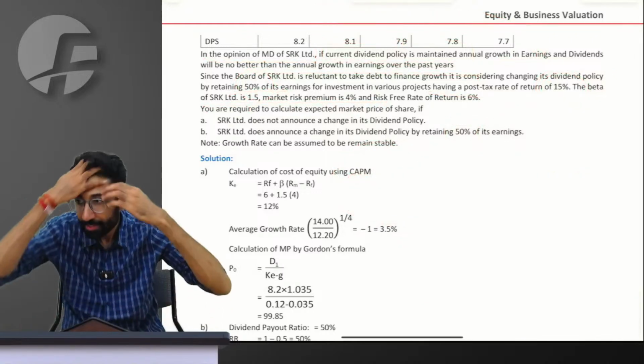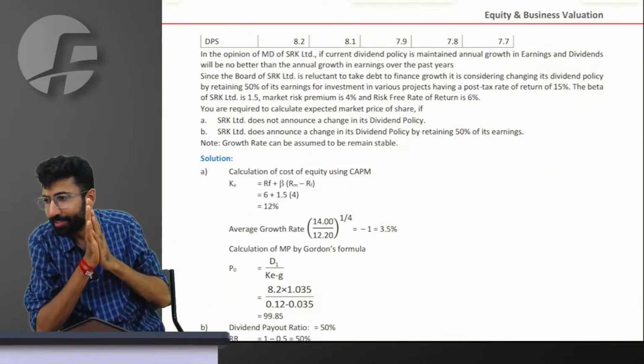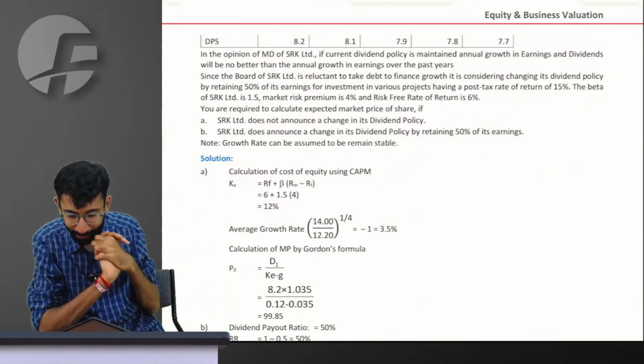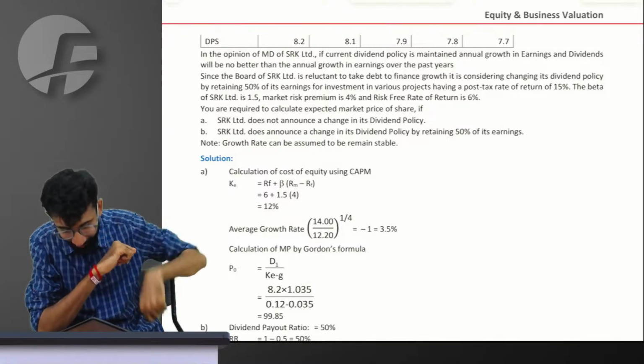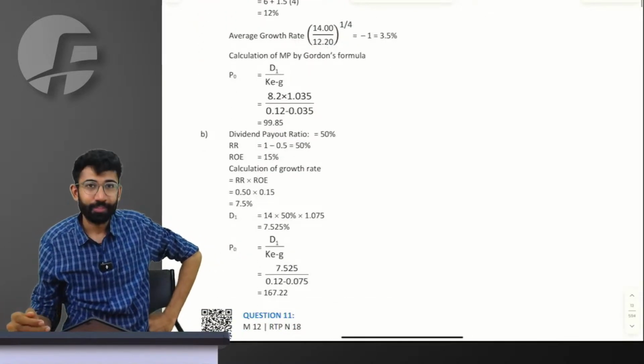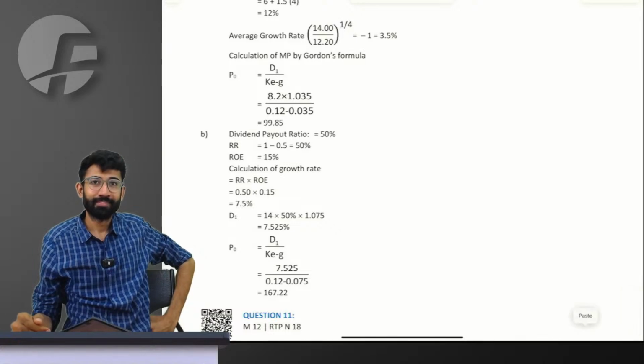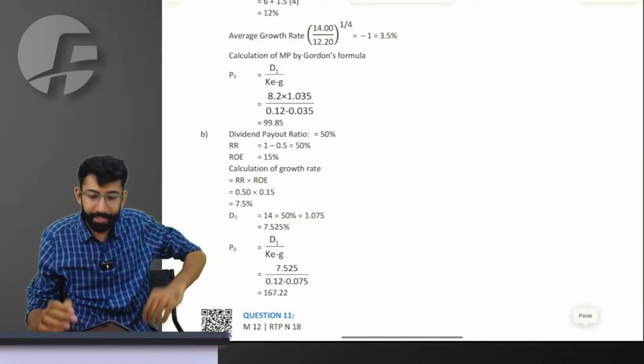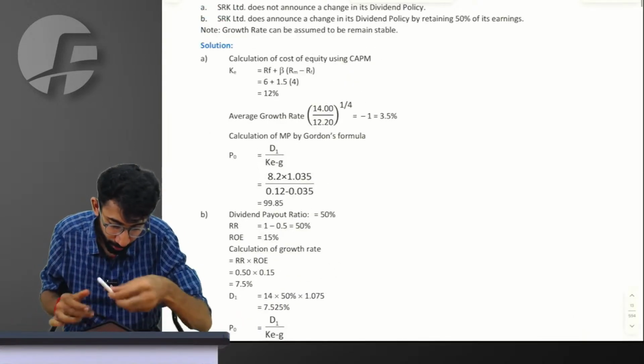Yes? No? Sahil, what are you saying? Yes, sir, that example in notes I remembered. Which example? Okay. Example of growth. Great.